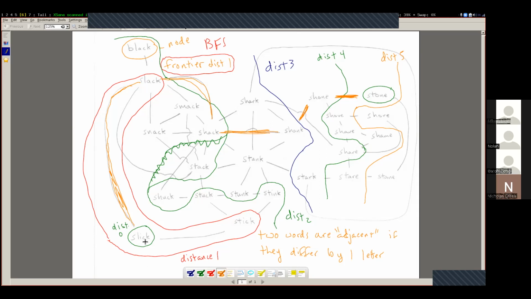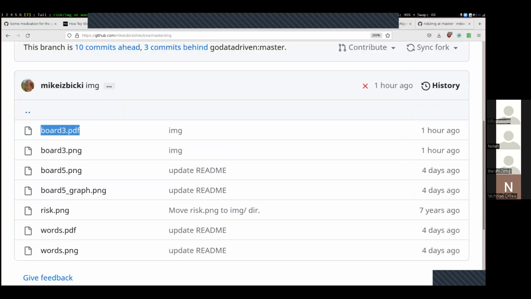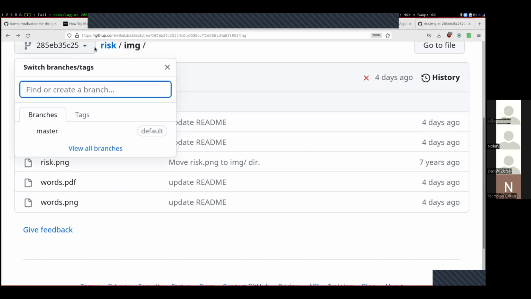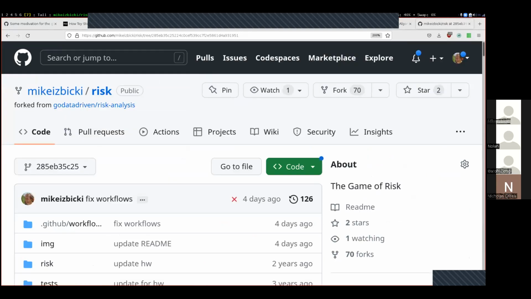Okay. So what we're going to do next is see how the pseudocode for our word ladder assignment relates to this breadth first search algorithm. If we come over to the assignment here, so I'm in the repository, and scroll down a little ways.